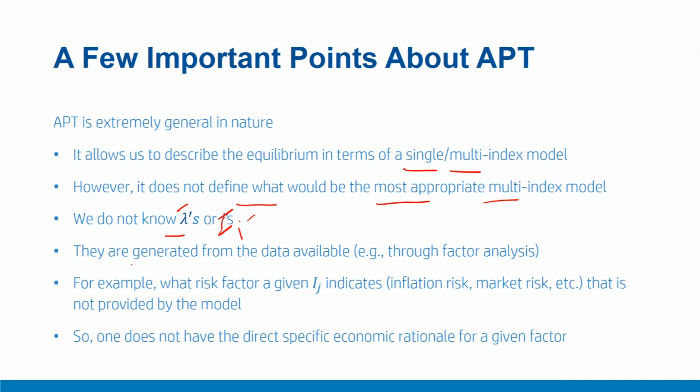Generally, researchers identify these influences through data-generated models like factor analysis. For example, for risk factors like inflation risk and market risk, once the mathematical model has provided a set of indices, these are tested for their correlations with real macroeconomic factors such as market risk, inflation risk, and so on. However, the model itself does not provide these definitions. One does not have the direct, specific economic rationale for a given factor that is thrown to us by mathematical models, and that requires a lot of effort in identifying the relevant influences.